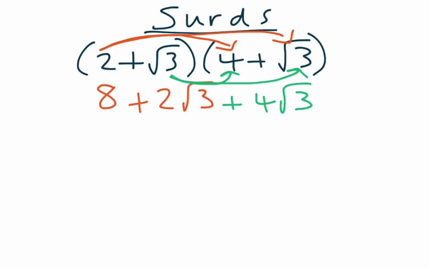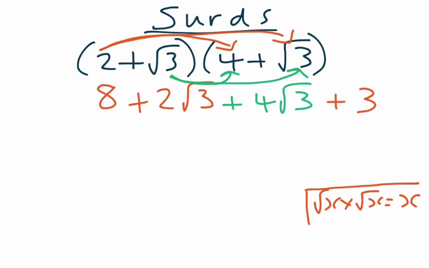Now, hopefully you've watched the video called Simplifying Surds before this one. And you should all remember rule number 1 said root x times root x would give me x. Do you all remember that rule? So when I've got root 3 times root 3, that should just give me 3.